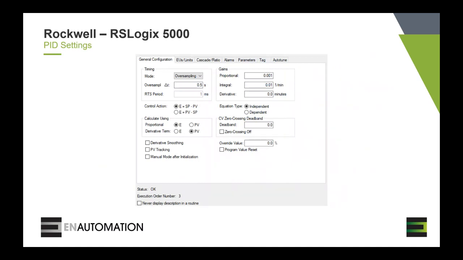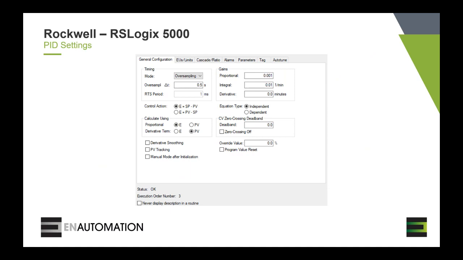One thing I did want to focus on just real quick is the settings. As I mentioned, all these PID blocks use the same methodology, same programming. What makes them different is what the parameters are inside of these blocks. And this is the main differentiator for Rockwell, at least, is the fact that you can set up all these parameters in here. You can also change the control action.